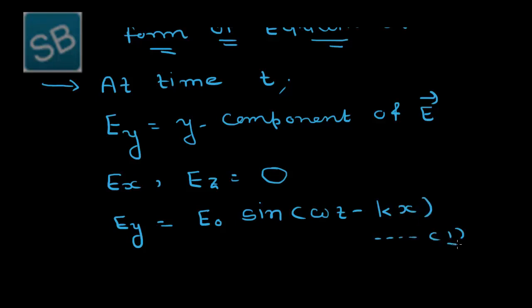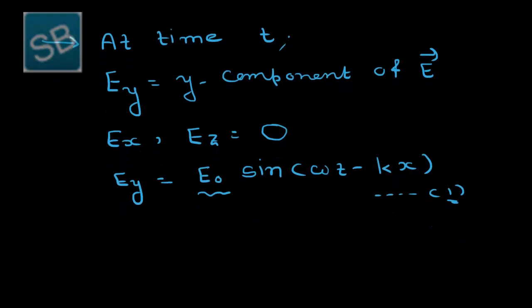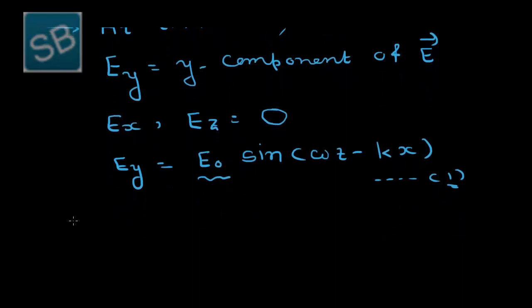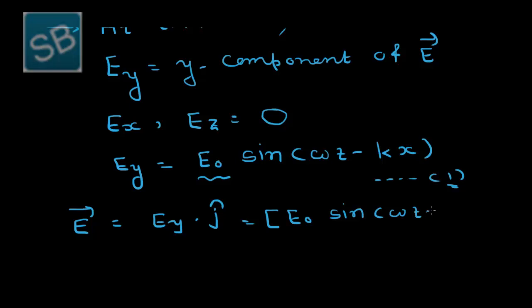So this is the first equation, and E0 is the value of electric field at time t equal to 0. And now in the vector form, E vector is equal to Ey into j cap, that is equal to E0 sine of omega t minus kx into j cap, and this is the basic equation for describing any wave. So amplitude and angle, these two things are very important.